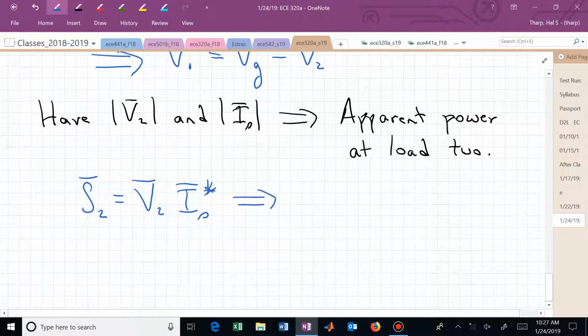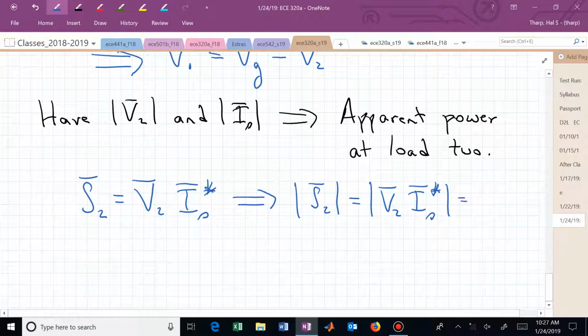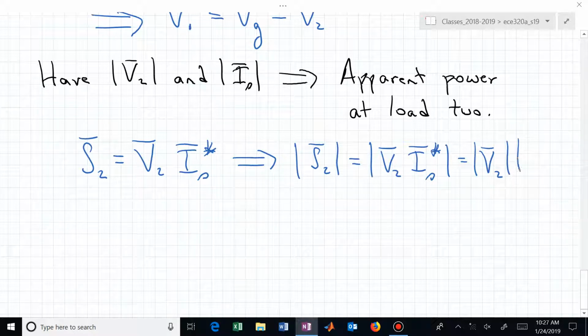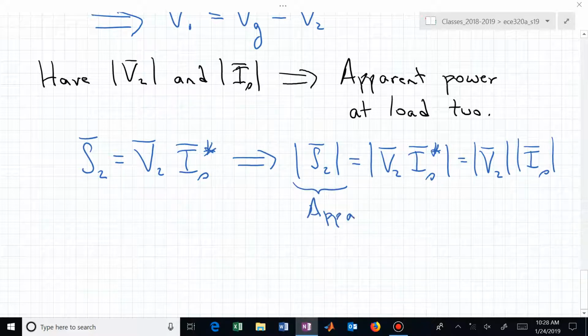But now we can take the absolute value or the magnitude of both sides and realize that the magnitude of a product is the same as the product of the magnitudes, which now allows us to say that the magnitude of S sub 2 is equal to V sub 2 times I sub 2, but it's also the magnitude of V sub 2 times the magnitude of I sub 2 conjugate, and the conjugate has the same magnitude as the unconjugated complex value. So now we have the apparent power. That's what this is. This is now the apparent power of load 2. We now know that. So we have the apparent power, the magnitude of S2. We just don't know the direction yet.